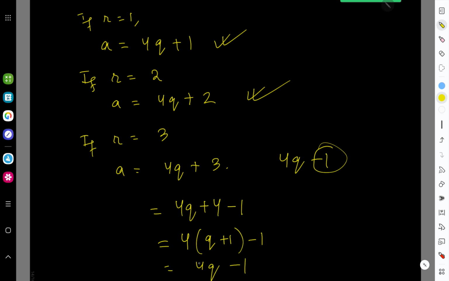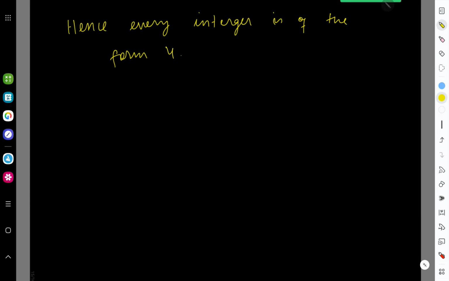So we have expressed every integer in the form 4q plus 1, 4q plus 2, or 4q minus 1. In the conclusion, you can mention: hence every integer is of the form 4q, 4q plus 1, 4q plus 2, 4q minus 1. I hope question number 4 is clear.